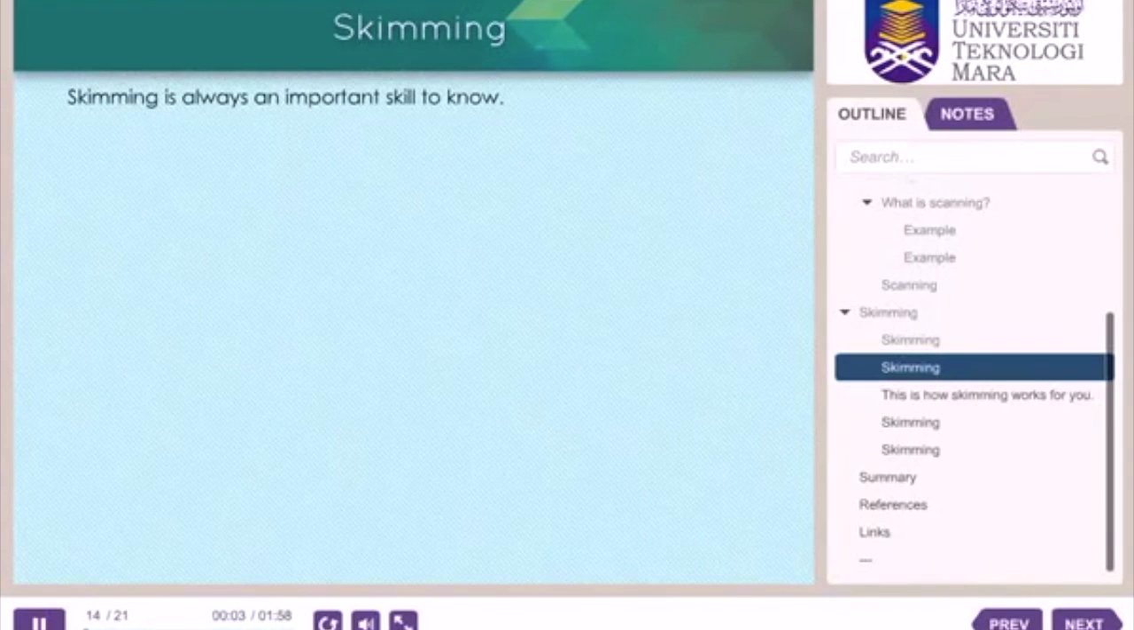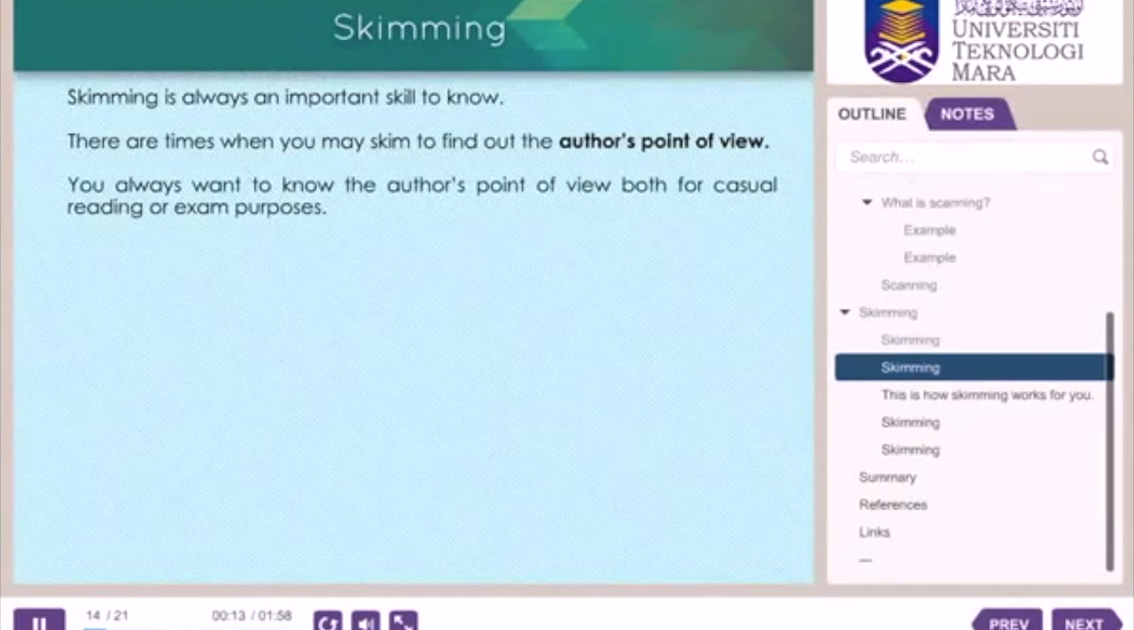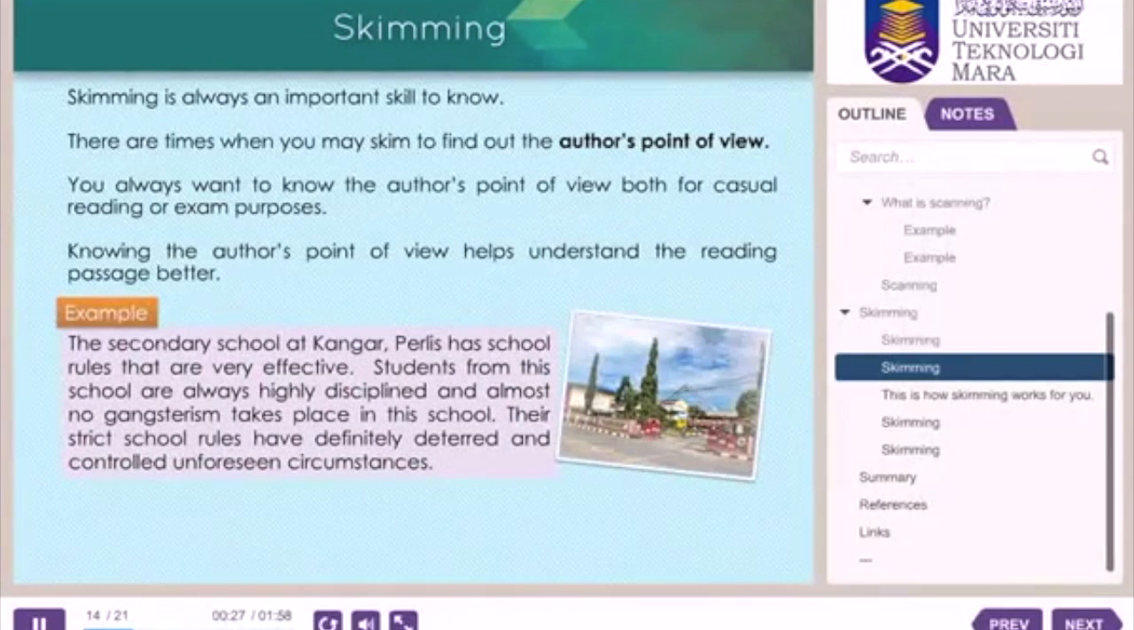Skimming is always an important skill to know. There are times when you may skim to find out the author's point of view. You always want to know the author's point of view, both for casual reading or exam purposes. Knowing the author's point of view helps to understand the reading passage better. The example here gives you an idea of how you can use skimming to find out the author's point of view or what the passage is about.